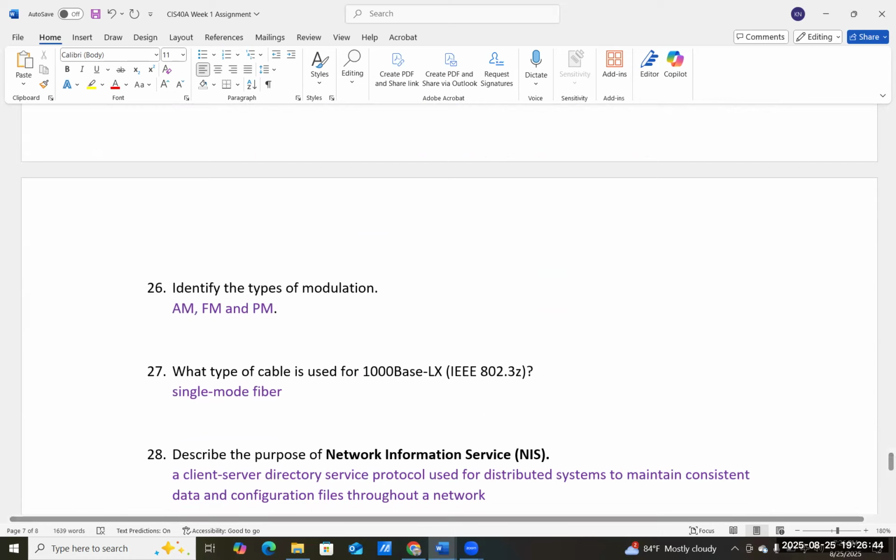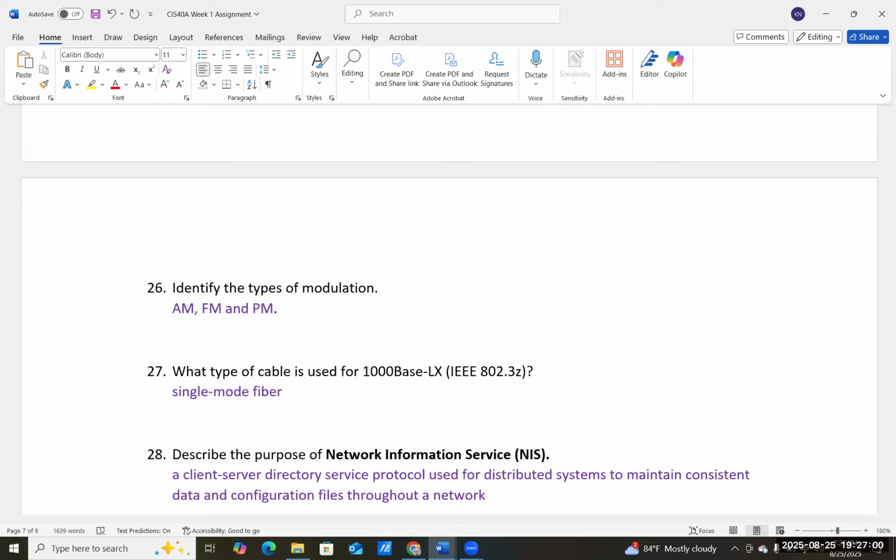Okay, so let's talk about modulation, right? I know that you're familiar with radio, maybe, right? For AM, FM, these are the types of modulations that we see with electrical communications.